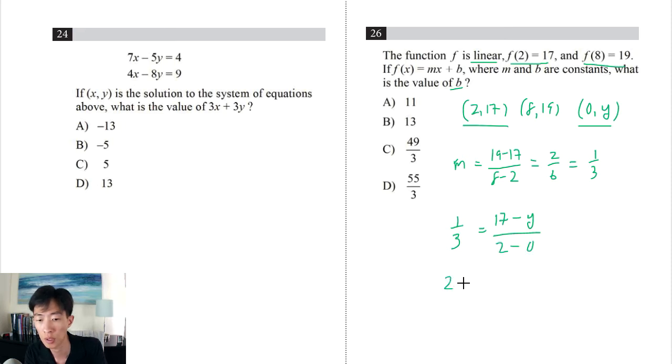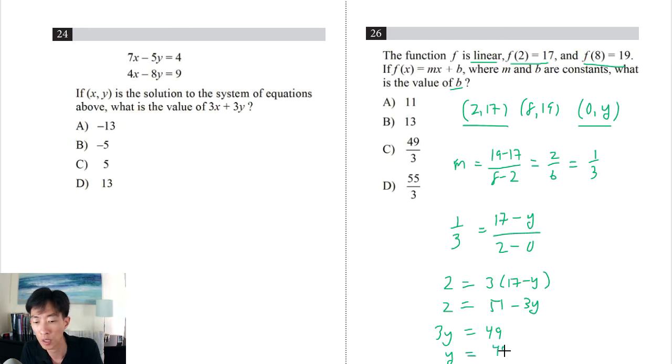We get 2 equals 3 times (17 minus y). 2 is going to be equal to 3 times 17, you can do that on your calculator, it's going to be 51 minus 3y. We can add 3y to both sides. We get 3y. Subtract 2 from both sides, we get 49. And then divide both sides by 3. So y is going to be 49 over 3, which is choice C.